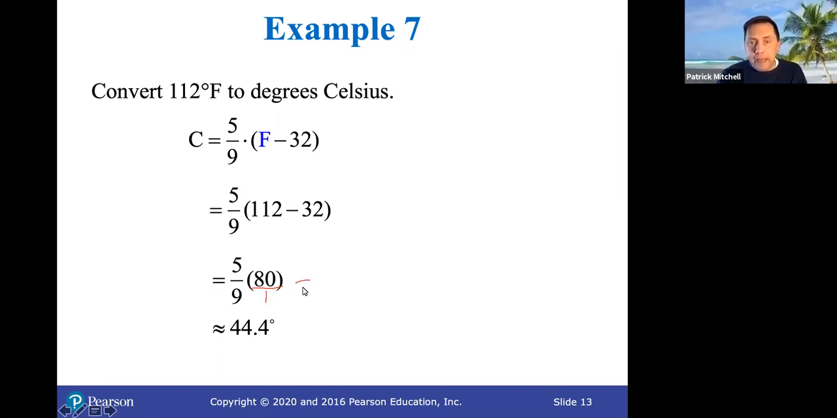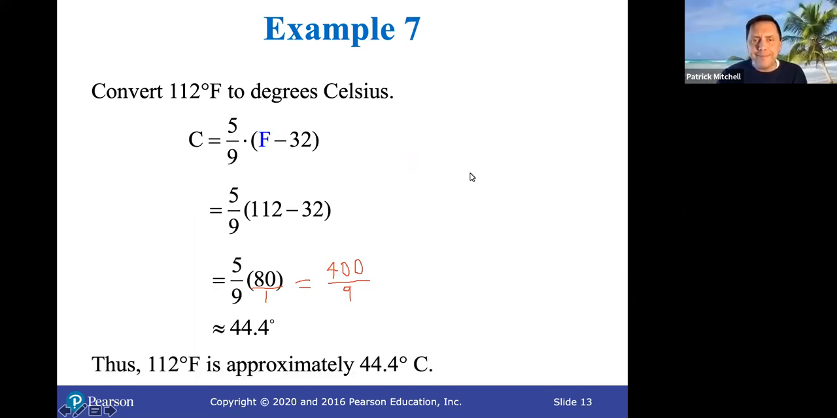So the way that you could do this is to stick a 1 under here. 5 times 80 is 400. And 9 times 1 is 9. So then you could ask your calculator, what is 400 divided by 9? It comes out to approximately 44.4 degrees. So if you're using My Math Lab, they would tell you how many decimal places they want you to round that to. Thus, 112 degrees Fahrenheit is approximately 44.4 degrees Celsius.